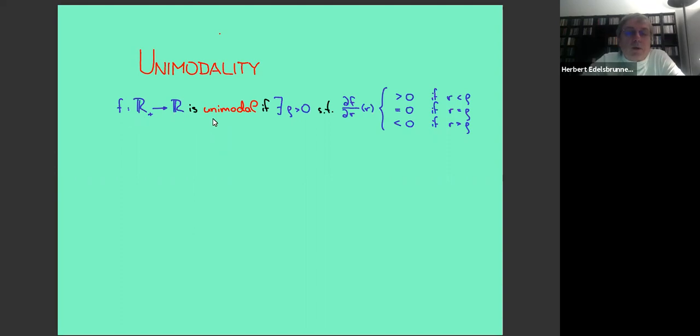So I call a function unimodal, I need it differentiable, if it first grows, then it has a maximum and then it shrinks. So it has a unique maximum. And then this unique maximum, I call this an equilibrium position.